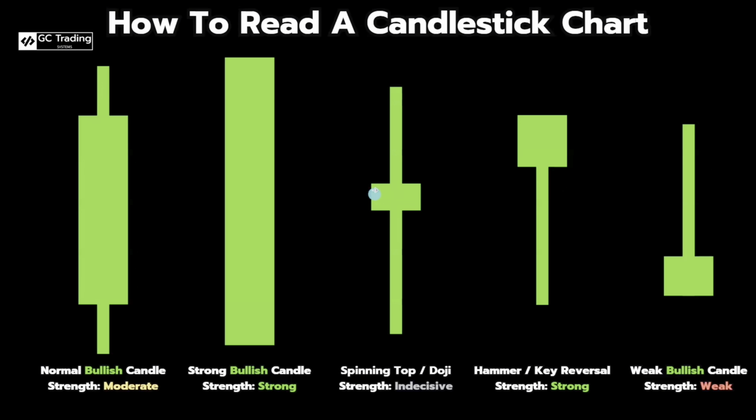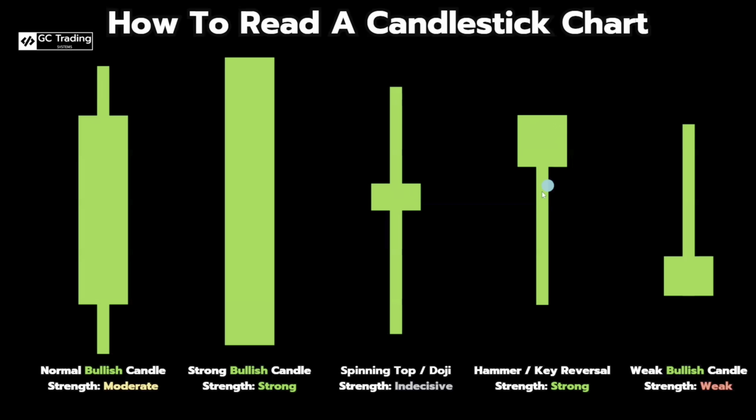But we have this massive wick on both sides of the body. So this means that the sellers stepped in, but then they got rejected. This means that the buyers stepped in and got rejected as well. So the buyers and sellers are really battling it out here. And this candle just kind of closed in the middle. So this was a very indecisive candle.